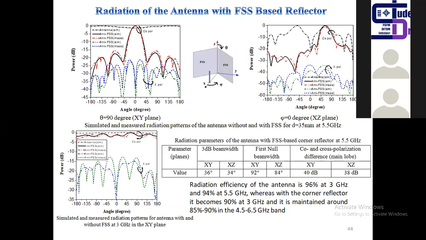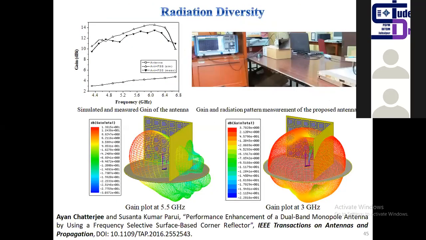You can see here, with the corner reflector at the frequency where the FSS is giving a band stop filter response, there you can have the directional radiation in some particular direction. And where the antenna is working at around 3 GHz, the FSS is not active, that is, it is not resonating. There the antenna will radiate in all directions equally. So the antenna's omnidirectional radiation will be restored. So with the same antenna, with the same structure, you can get different radiation patterns without using any active element.